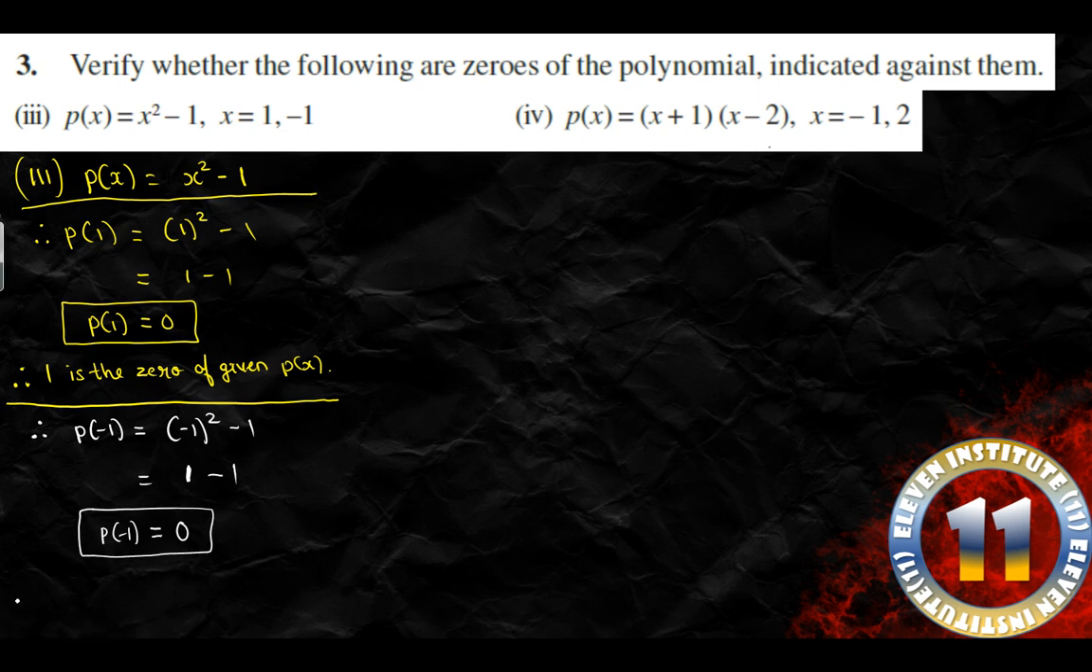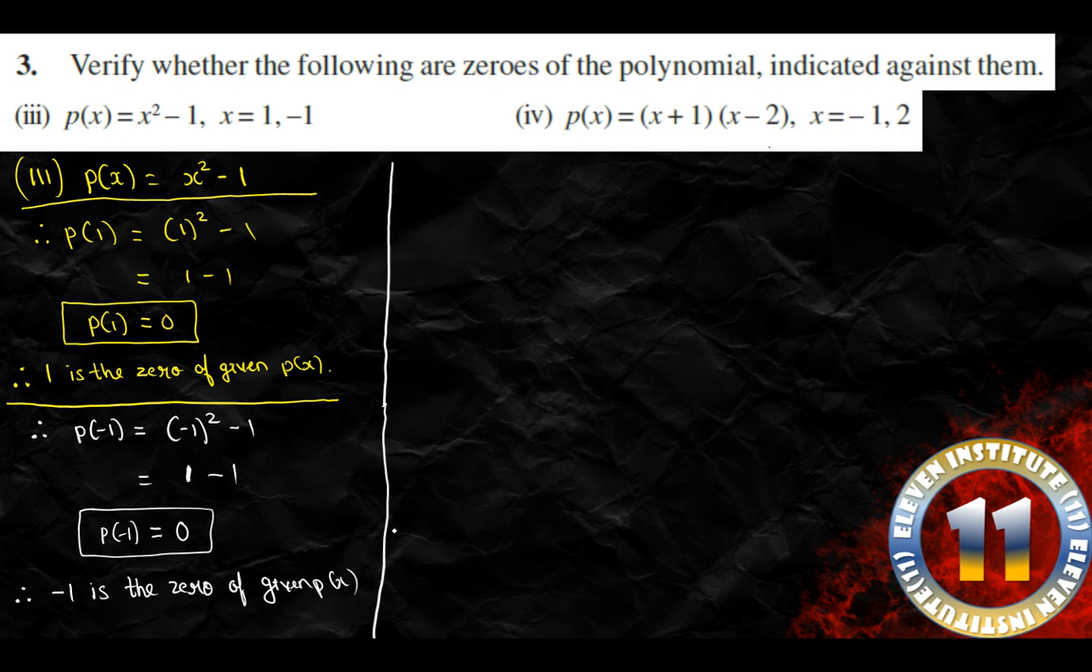So again we can write over here therefore minus 1 is the 0 of given polynomial. So if you put 1 then also you get 0. If you put minus 1 then also you get 0. So 1 and minus 1 both are zeros of given px. I hope this is very much clear to you. Let us now move ahead and see the solution of fourth one.